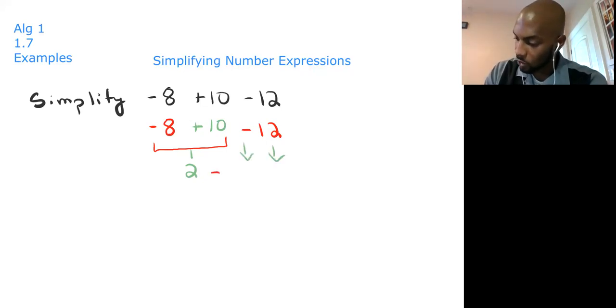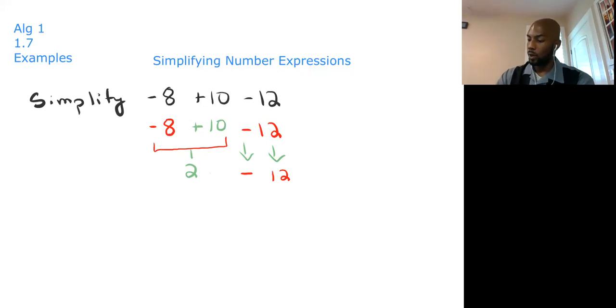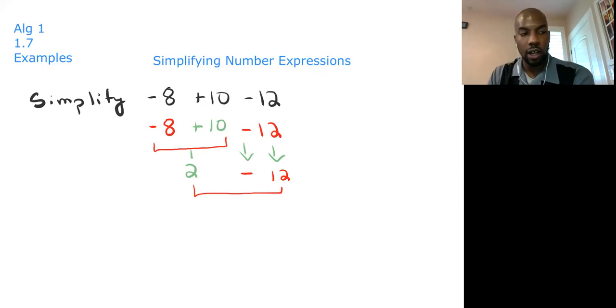I have a negative 12, a negative and a 12. And then I say, all right, what is positive 2 minus 12? Well, if I had $2 and then I spent $12 at a store, how much do I owe the store? Well, I owe them $10.